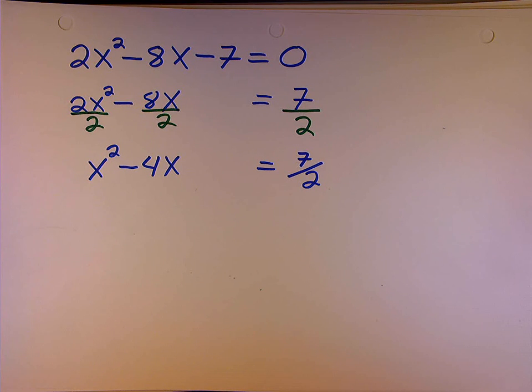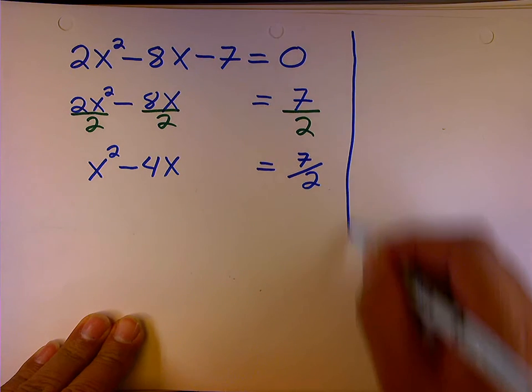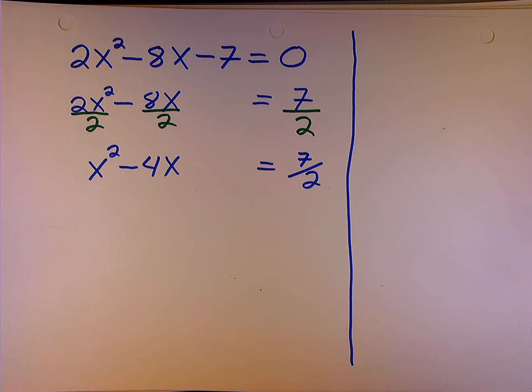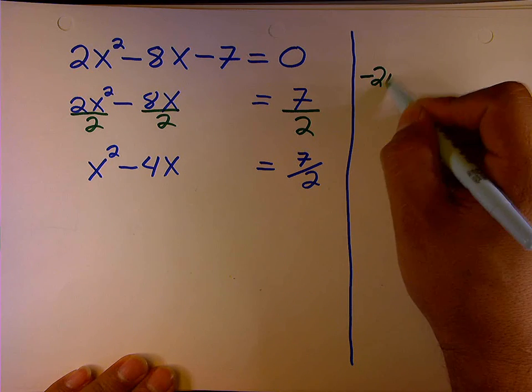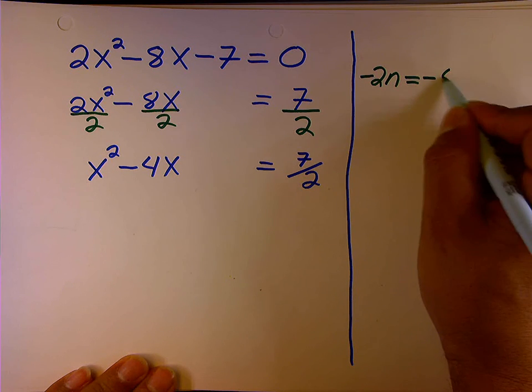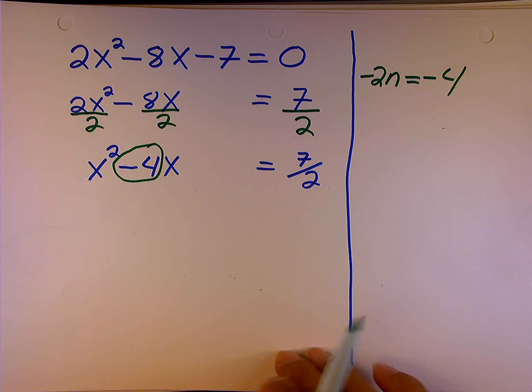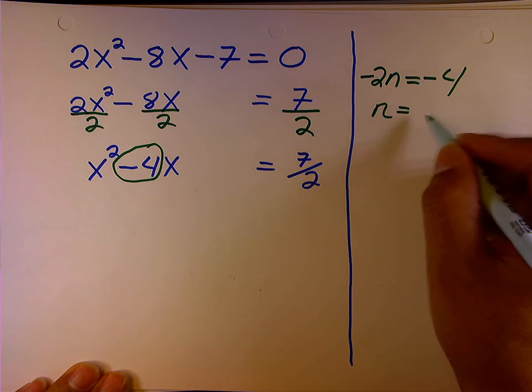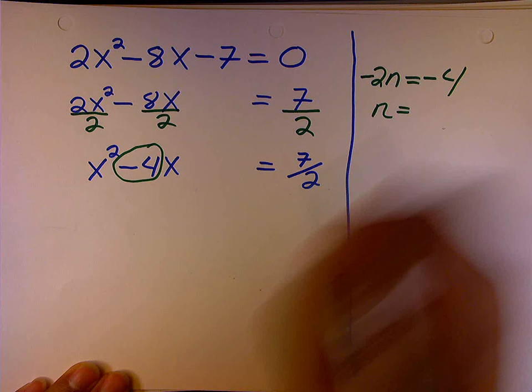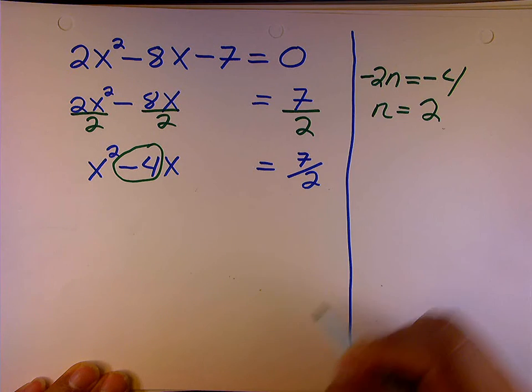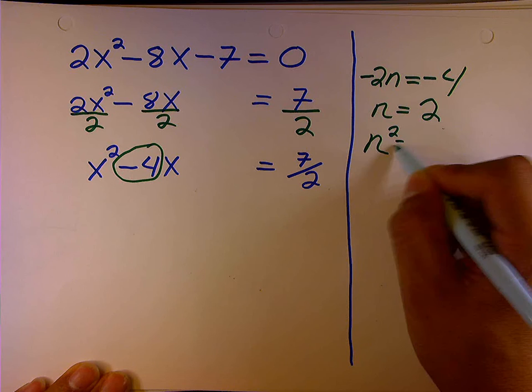Now, what I have on the left-hand side has a 1 in front of the x squared. It only has 2 terms. That I can complete the square on. To complete the square on the left-hand side, I'm just going to put a line here to do my work over here. I'm going to let negative 2n equal negative 4. Then n must equal negative 4 divided by negative 2, and n squared is 4.